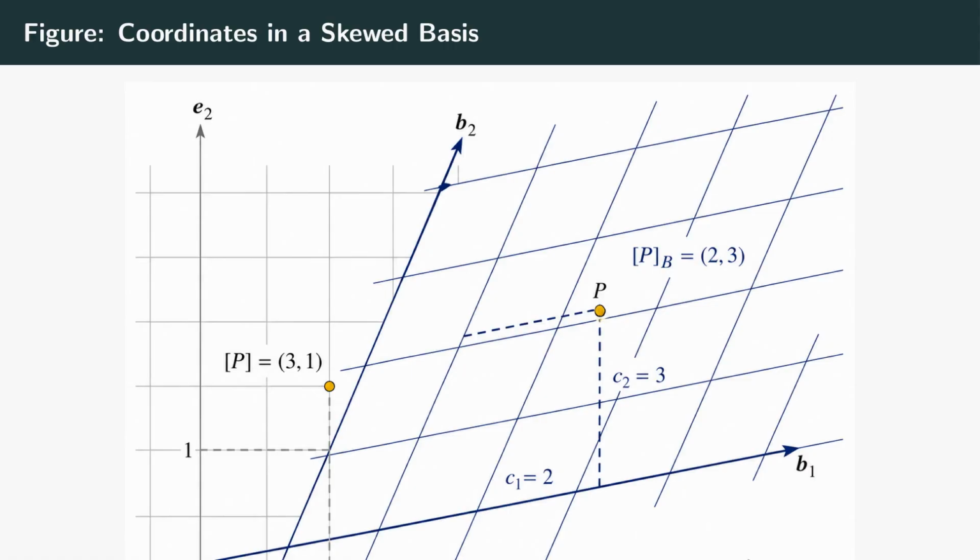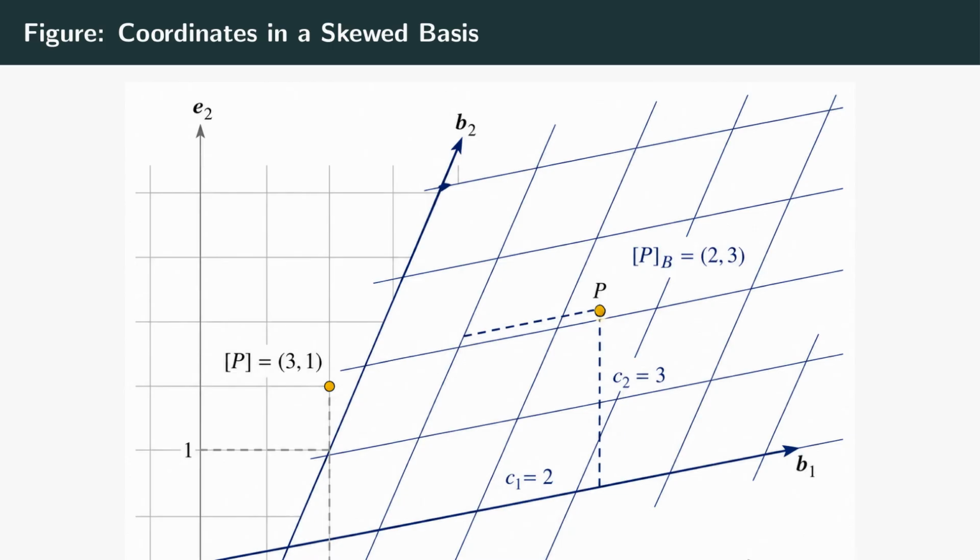Here is why coordinates depend on the basis you choose. Picture a single fixed point in the plane, marked in gold. Lay down the familiar square grid first, built from the standard basis vectors along the axes. In that grid, you reach the point by going 3 steps along the first axis and 1 step up the second, so its coordinates are 3, 1.